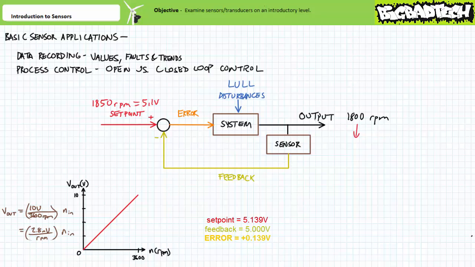Coming at this from the other end, let's say the turbine experiences a momentary lull and the rotational speed of the high-speed shaft decreases to 1800 RPM. The feedback signal drops to 5 volts and there exists a differential of approximately positive 0.1 volts.